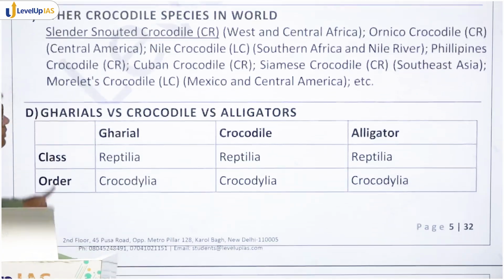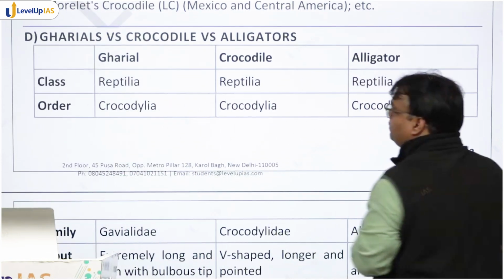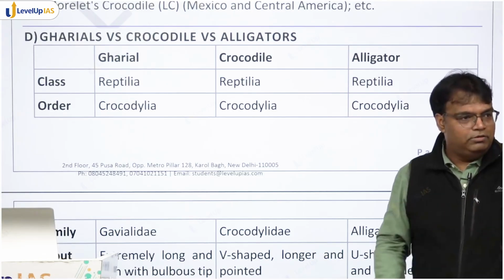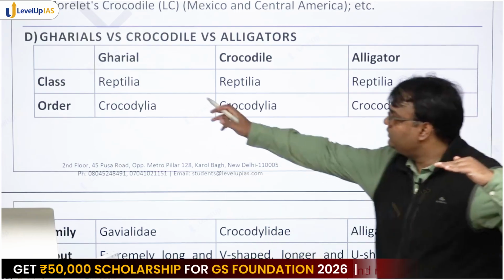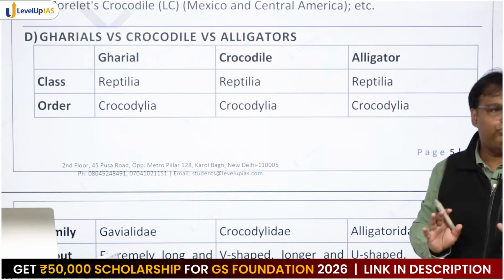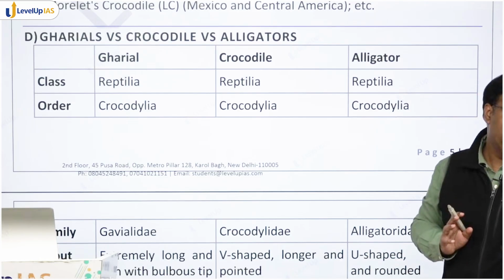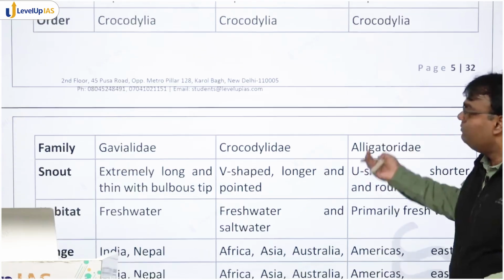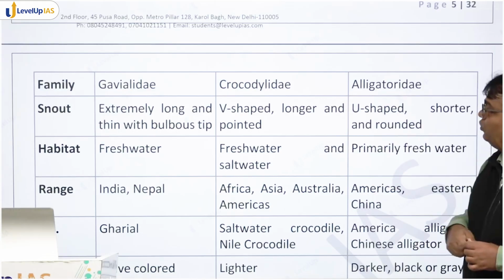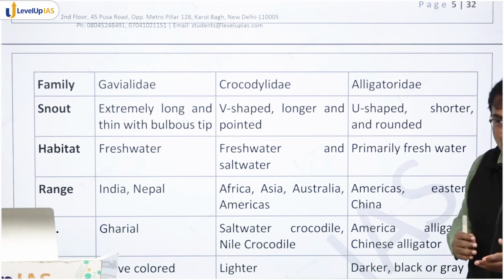Okay, now let's briefly understand the difference between gharials, crocodiles, and alligators. All have the same phylum Chordata, class Reptilia, and order Crocodilia. So all three are crocodilians: gharials, crocodiles, and alligators. But at the family level there will be a difference. Gharial is Gavialidae family, crocodile is Crocodylidae family, and alligator is Alligatoridae family.